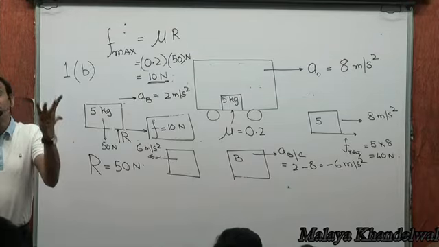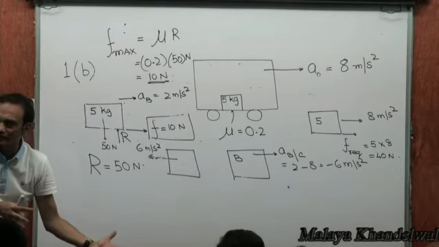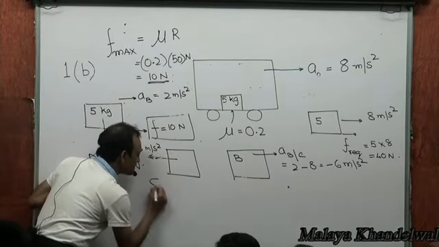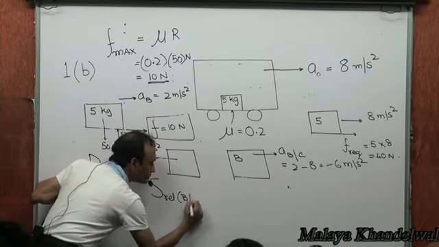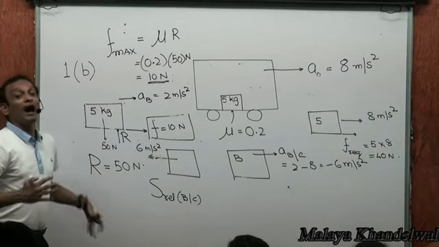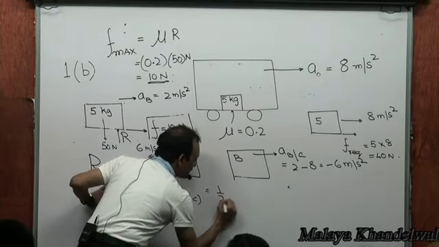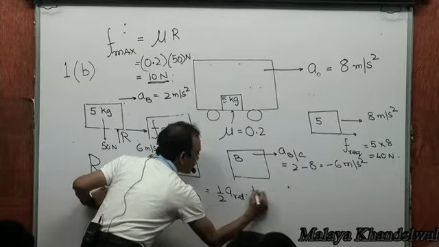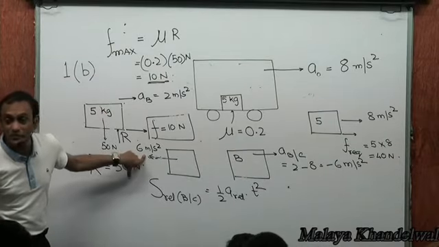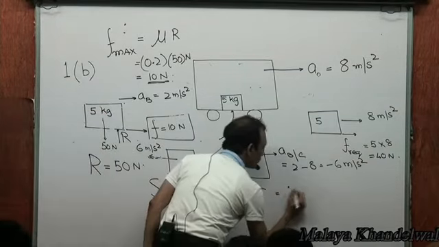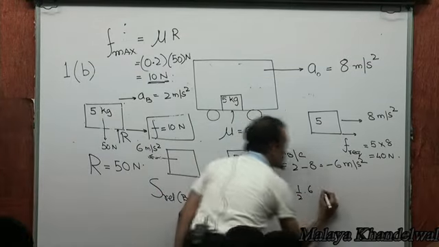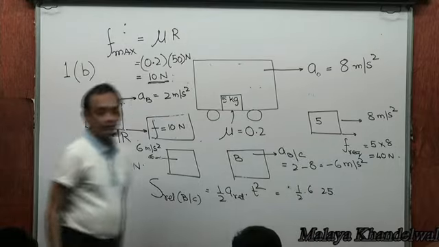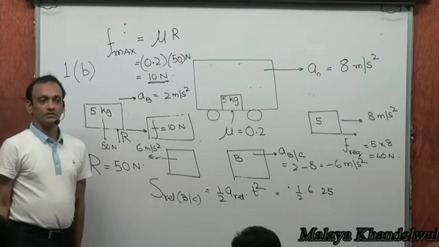And this relative acceleration will cause relative displacement with respect to the cart. Therefore, the relative displacement that the block has with respect to the cart would be half of A relative into T squared. But A relative is 6 meters per second squared to the left, and T is given to be 5 seconds. In 5 seconds, this is 25, 75 meters. Got me?